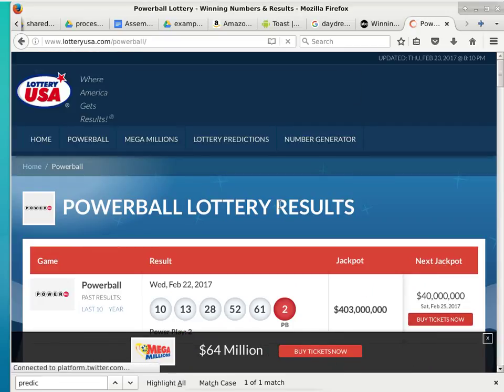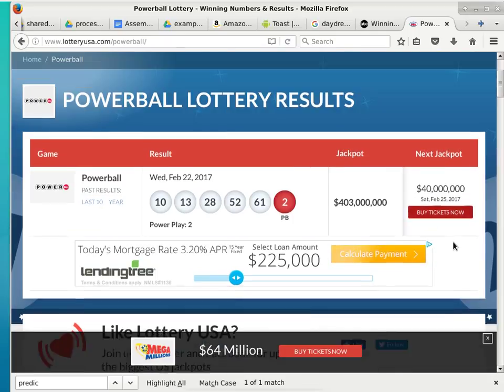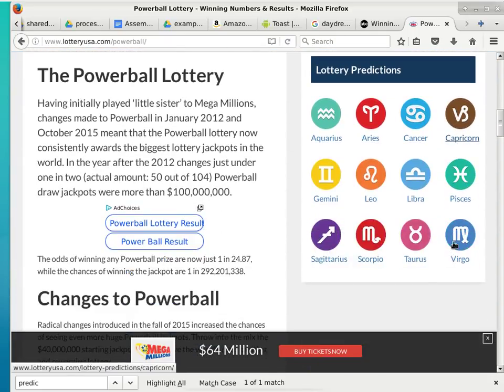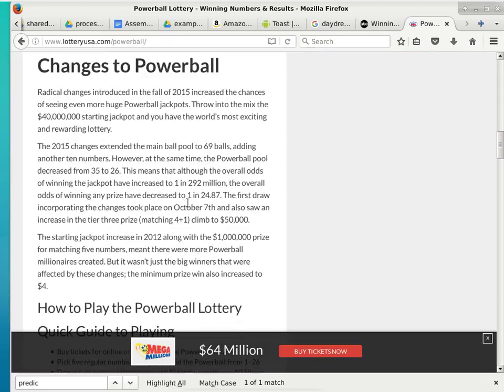Powerball. Where are the rules? I know in California they have to tell you how to figure out this number, because I need to know what is the range of numbers for each ball. That is important. And there we go. Okay, so the ball pool has 69 balls, adding another 10 numbers. However, the Powerball pool decreased. Oh, the actual Powerball goes from 35 to 26.